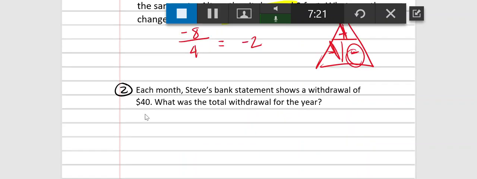Finally, each month, Steve's bank account statement shows a withdrawal of $40. What is the total withdrawal for the year? Now please pay attention to the fact that it says each month. If you have a highlighter and you want to highlight that, might be a good idea. Because what you'll need to do is figure out how many months are in a year. And we know that to be 12. So every month, Steve's bank account withdraws or takes out, so that makes this a negative 40.